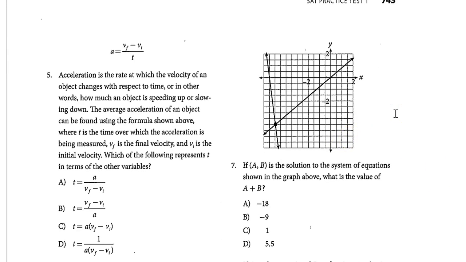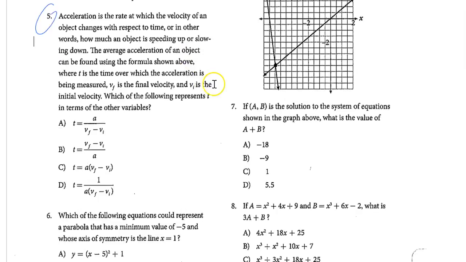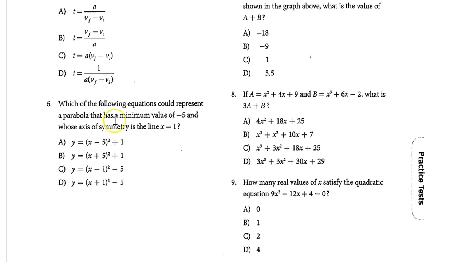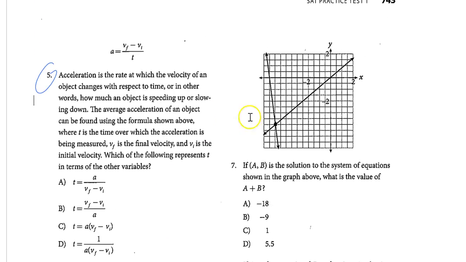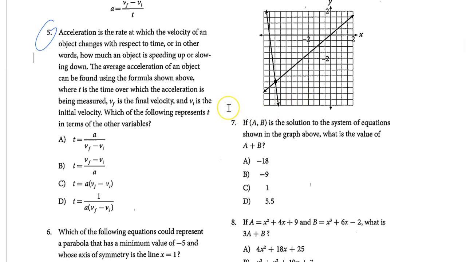5. The following represents t in terms of the other variables. So we're solving for t. It may look like it's got a lot of variables, but for those of you that have taken our Algebra 1 course, you've seen this equation about 500 times, right? So it's linear. Let's go ahead and throw that in our first set. 6, parabola. We'll come back to that one. 7, this is just intersection of two lines. So let's go ahead and identify that one here.